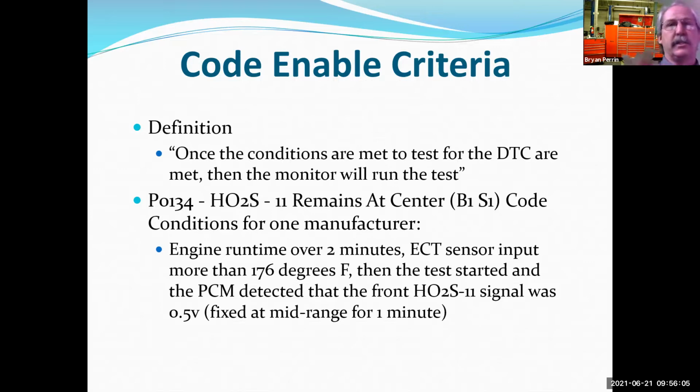The one thing that's consistent about a P0134 code is it's for the bank 1 front oxygen sensor, and it's saying that it's not switching. So here we see the word remains at center. Another manufacturer may just say not switching. Right? So you get into the terminology a little bit there. And that's why I said, if we have a code, we need to do research. We need to look at what did the computer see? That's the enable criteria. This is what the computer saw to turn on the light and set the code.